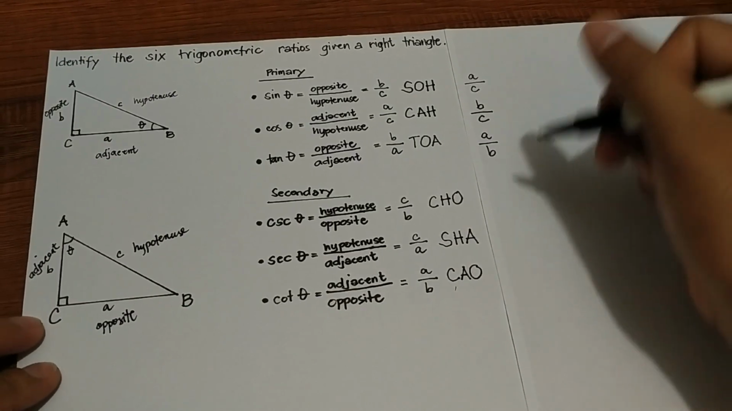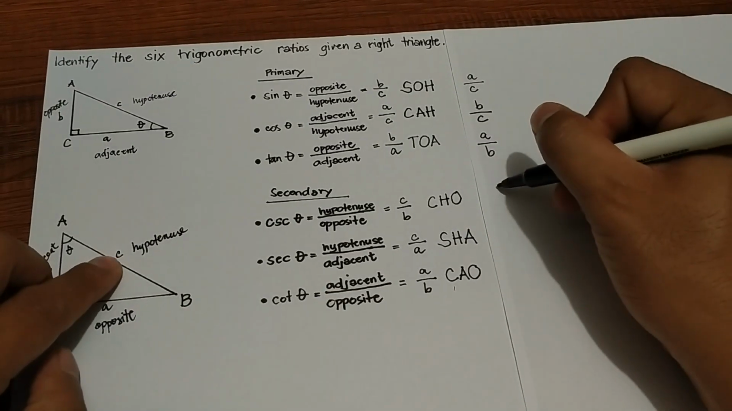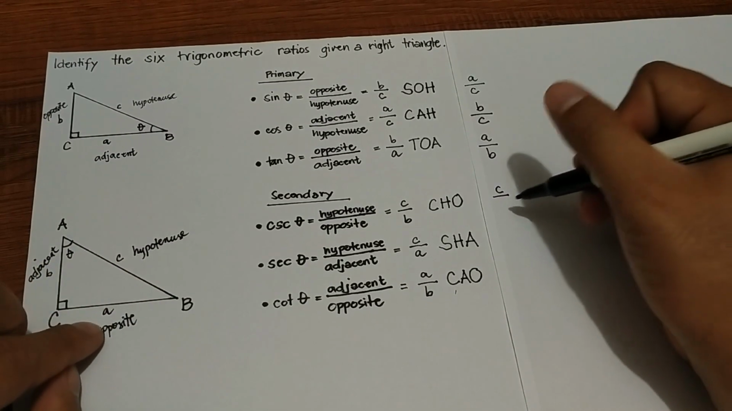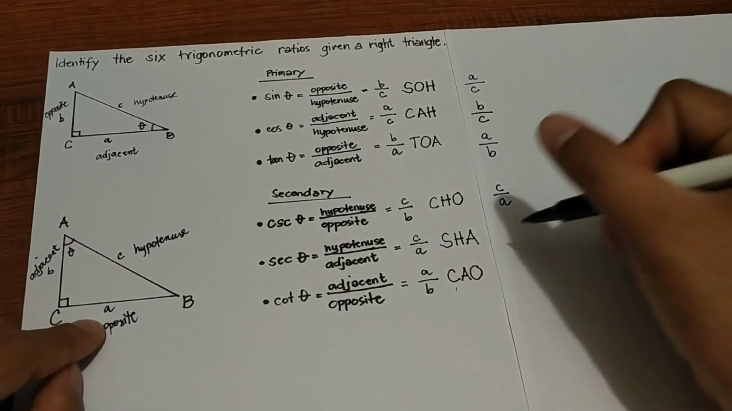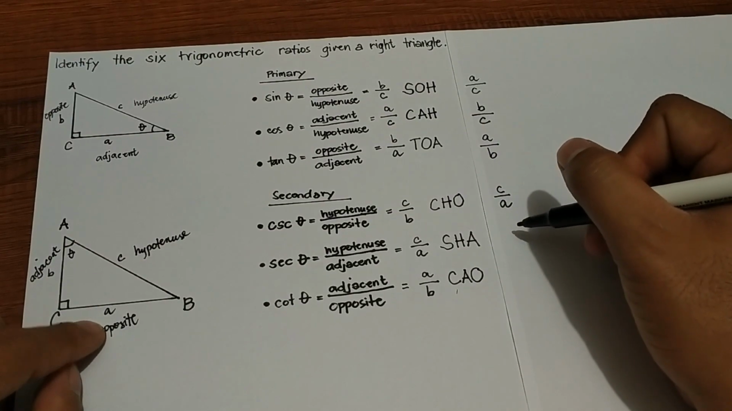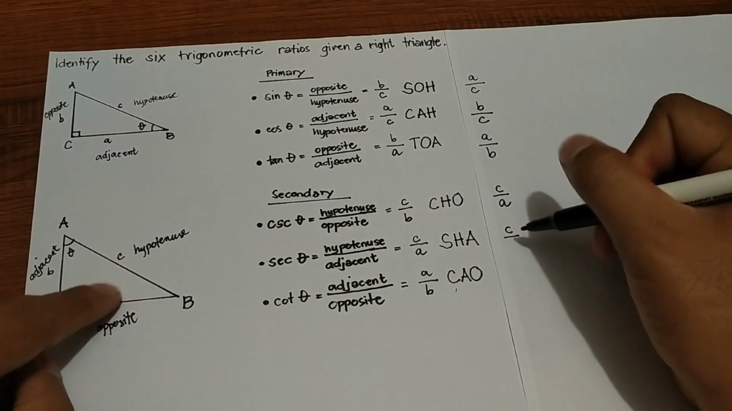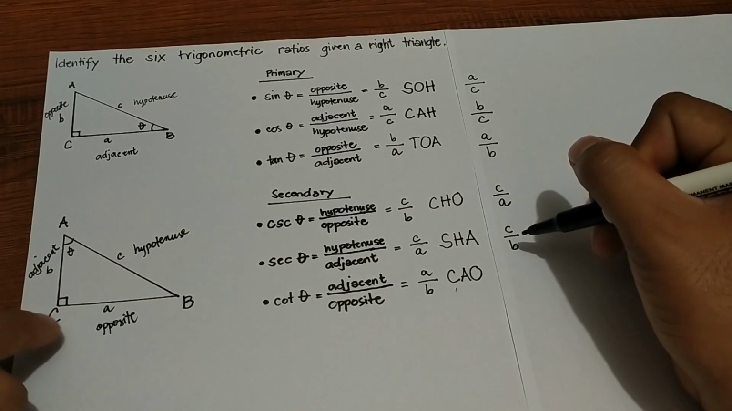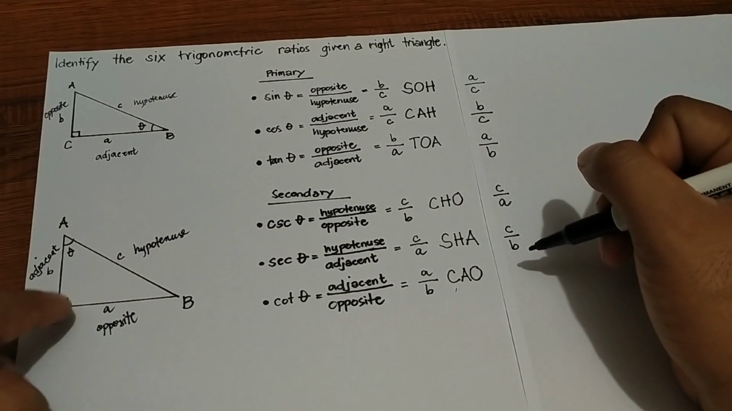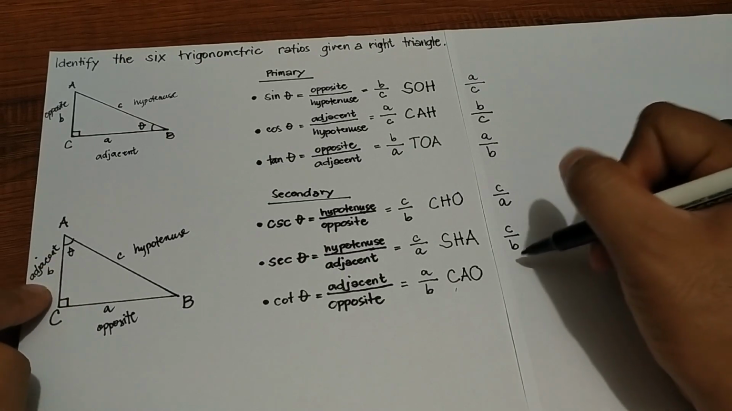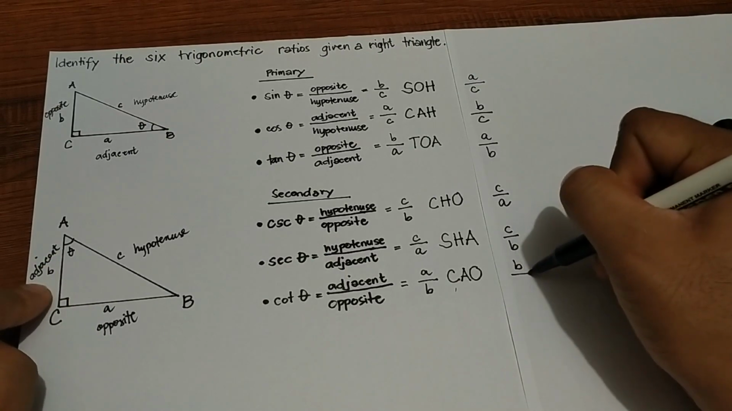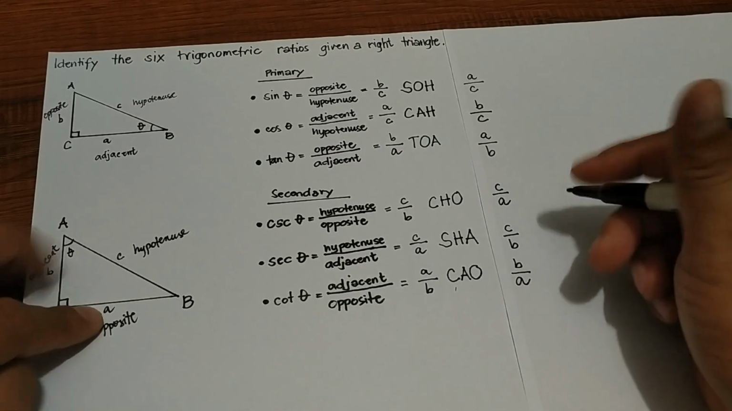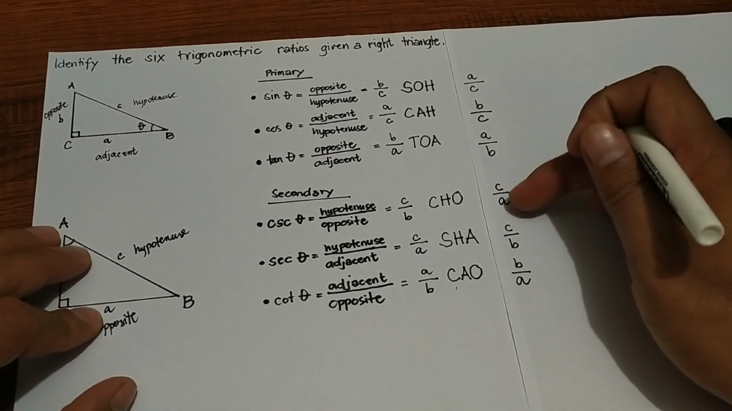And for the cosecant, we have hypotenuse represented by C over opposite. What is our opposite? That is A. And for the secant, that is hypotenuse over the adjacent, so that is C over B. And lastly, we have cotangent. We have adjacent, which is represented by B, over opposite, that is A. So same thing, as you can see, C over A.